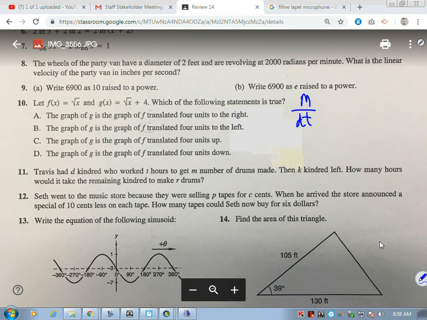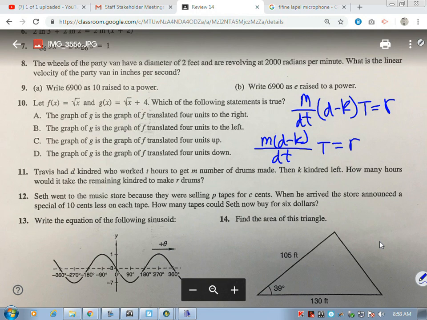Now K kindred left. So what am I going to write for my workers? D minus K. We don't know our T, but how many jobs are we trying to get done? R. So up here I've got M times D minus K over DT times T equals R.